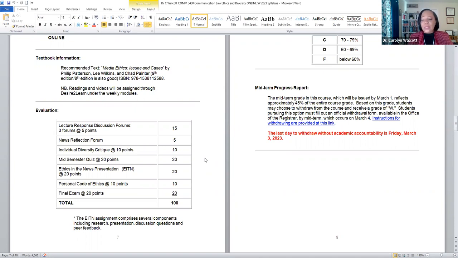Your news reflection forum is sort of your orientation into the class, because I want to really understand what your thinking is or your exposure. Just a word of caution: if you're not consuming news, whether you're doing this online or in your homes, please make sure that you're checking to see what is happening across the various networks, because a lot of what you will do for your ethics in the news presentation and following along with my discussions every week will rely on your exposure to what is happening right now in the news and in society. So please be very mindful of tuning in, even if it's just 3 times a week.